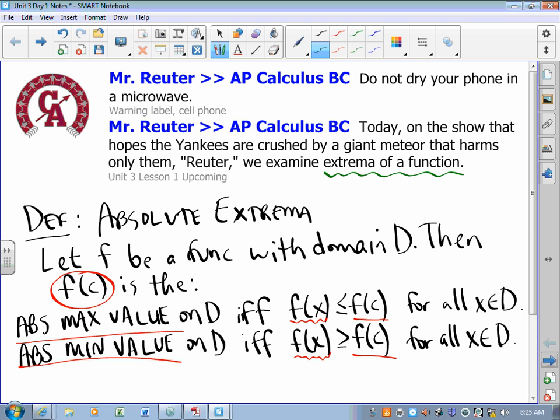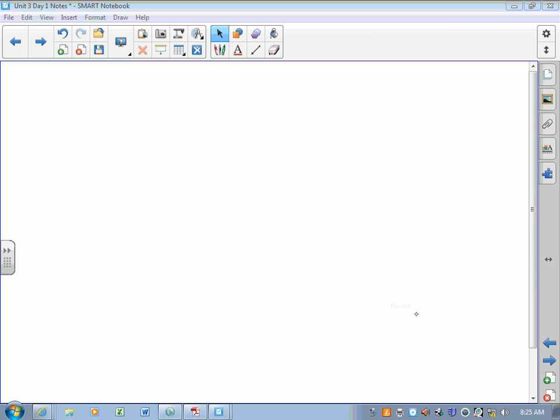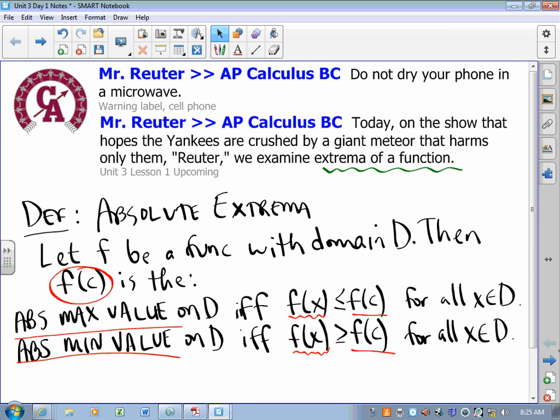Extrema, hit next page. Don't even. I'm going to pause this for a moment. Sorry, had to take care of a quick little something.